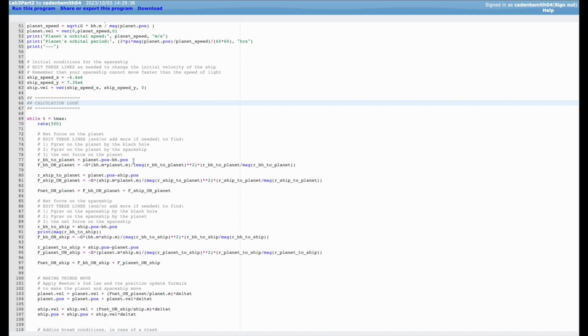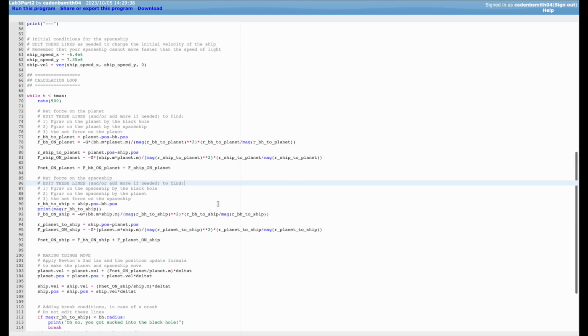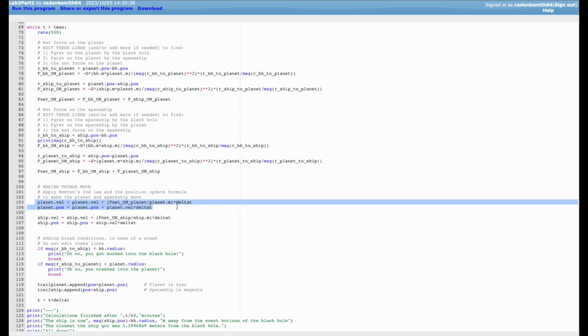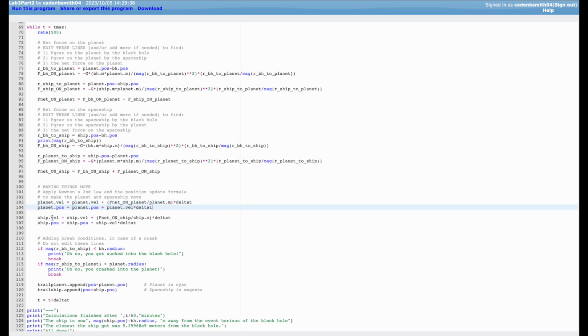Our direction and force of gravity is calculated here. The calculation for the change in force on the planet as well as the change in force on the ship is done separately and then added together at the end. The velocity and position update formulas for both the planet and the ship are shown here.